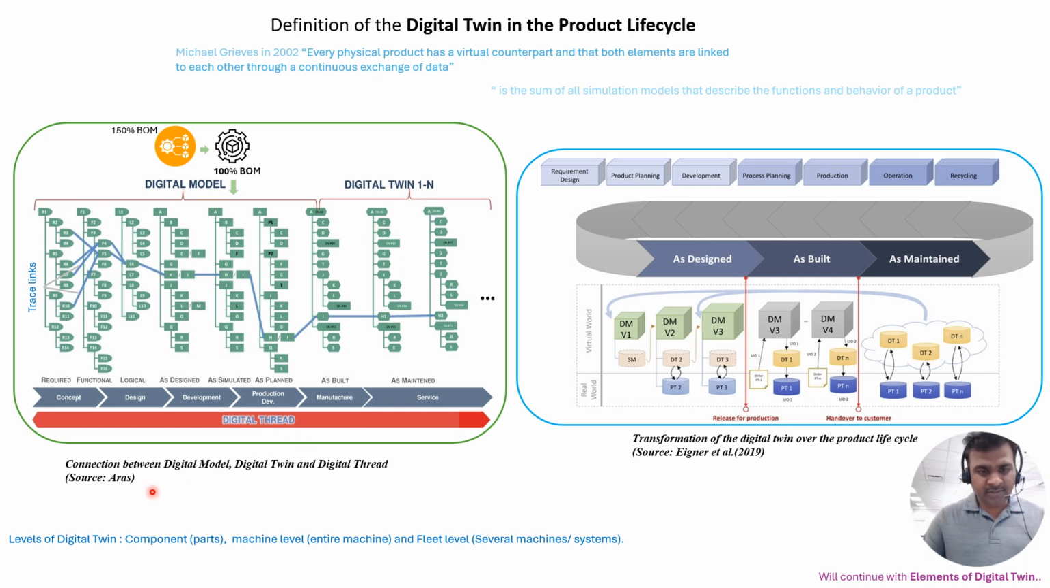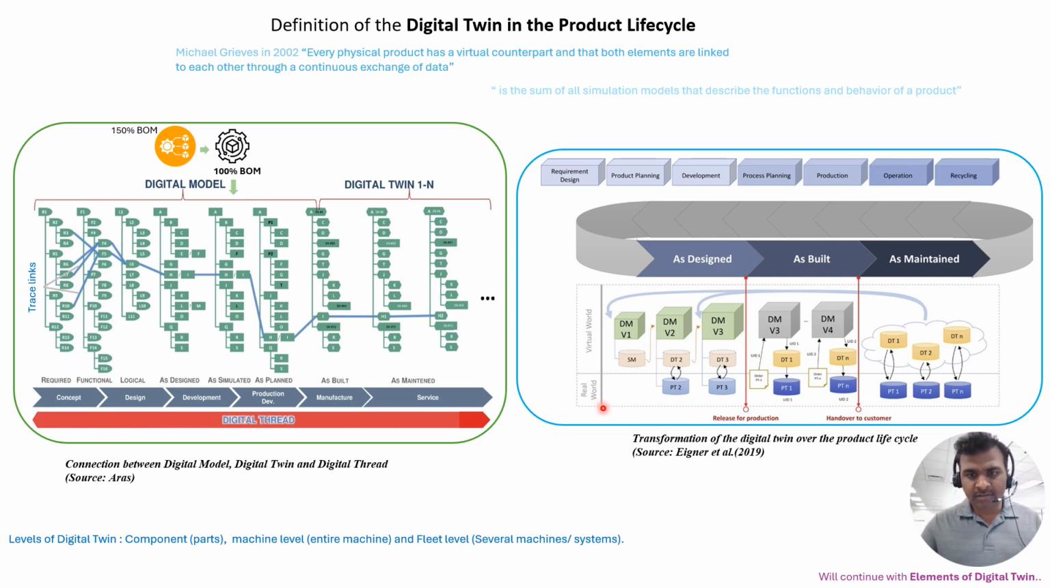It's been sourced from ARAS. There are multiple levels of digital twin, depending on how far we are taking or analyzing the information. The first level is components or individual parts, then the machine level, the entire machine or a sub-assembly, and then the fleet level, which is several machines or several systems combined into one digital twin.